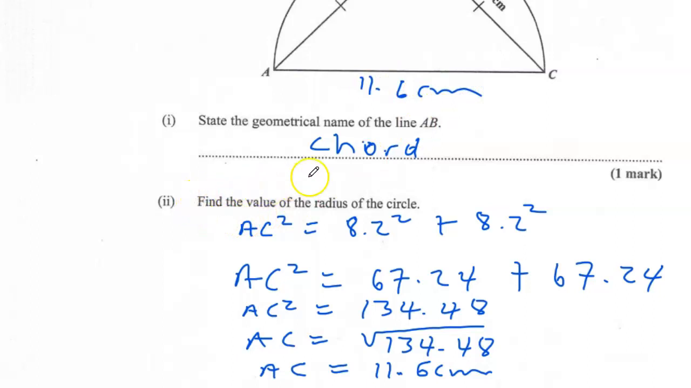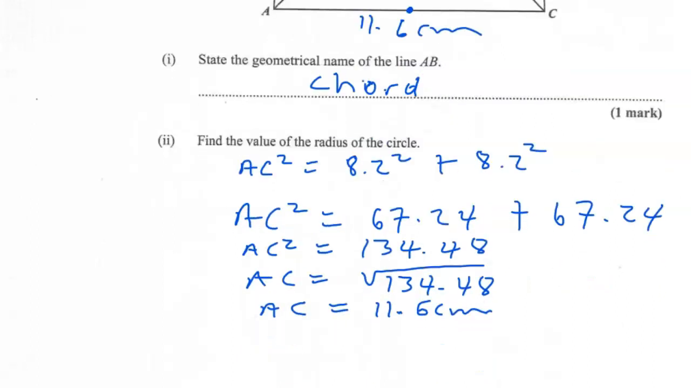But note the question asks us to find the radius. So the radius is actually the distance from the midpoint of this line here to A or to C, whichever. All right, so to get the radius, we divide AC by 2, divide 11.6 by 2. So therefore, the radius would be equal to 11.6 divided by 2, which gives us 5.8. So the radius is actually 5.8 centimeters.